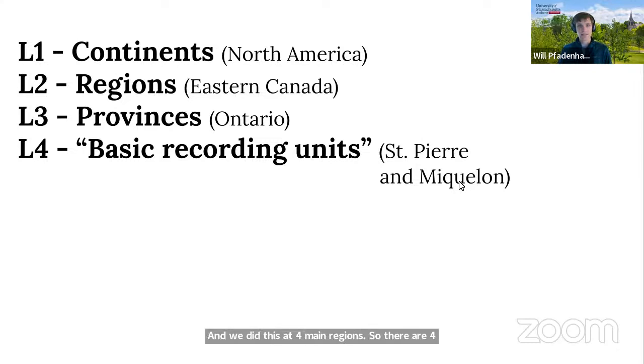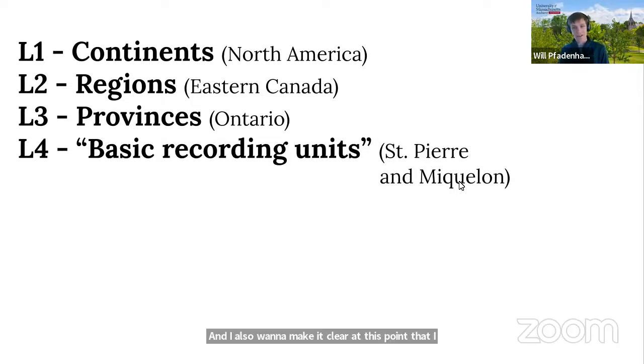Level 1 is continents, so North America. Level 2 is regions, so that would be like Eastern Canada. Level 3 is provinces, so Ontario is a good example. And then level 4 are these things called basic recording units. That would be like St. Pierre. I also want to make it clear at this point that I realize St. Pierre is not in Ontario, that this isn't zooming down quite right.